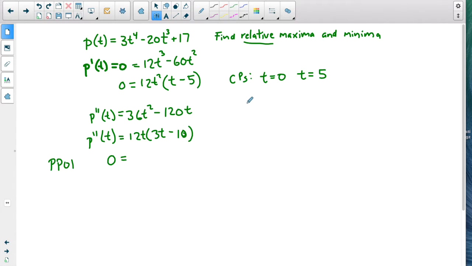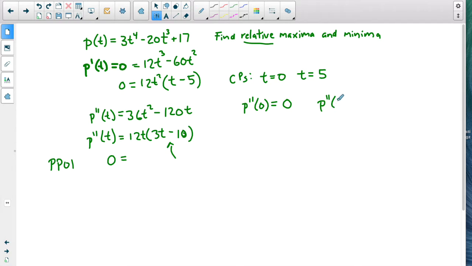So let's do it. Let's plug in 0, p double prime of 0. And if I just look, by inspection, you don't have to really go crazy here. You don't have to find the actual value. If I put in a 0 here for t, I get -10 times 0, which is 0. Now we'll talk about what that means in a second.